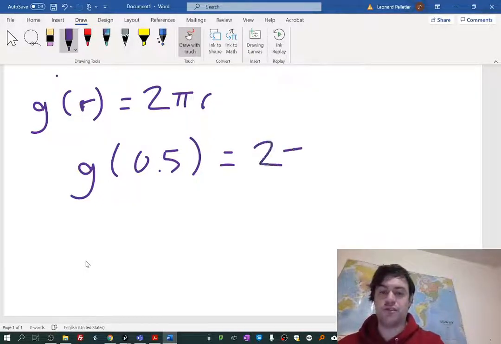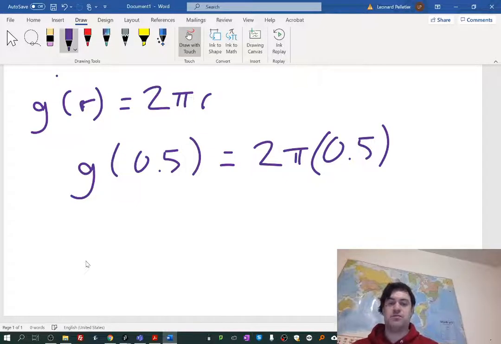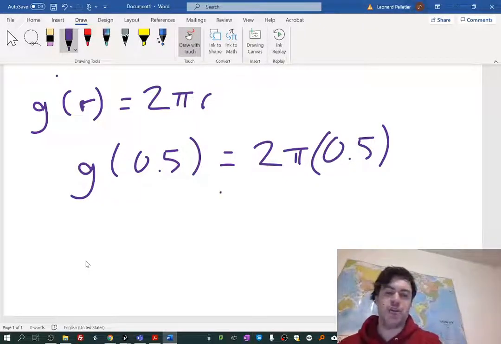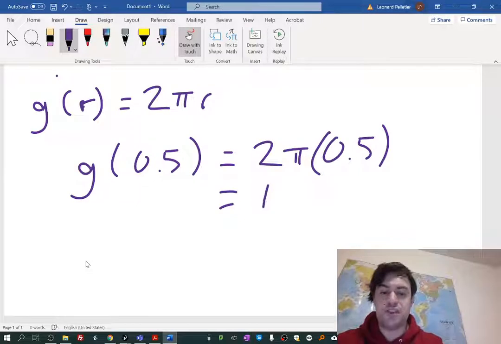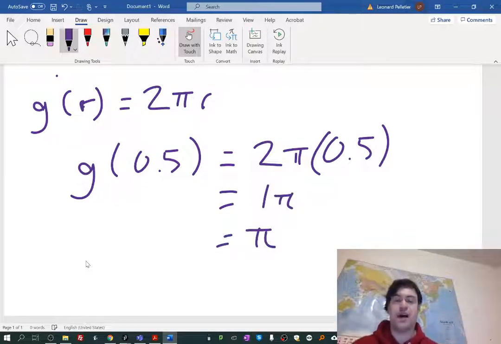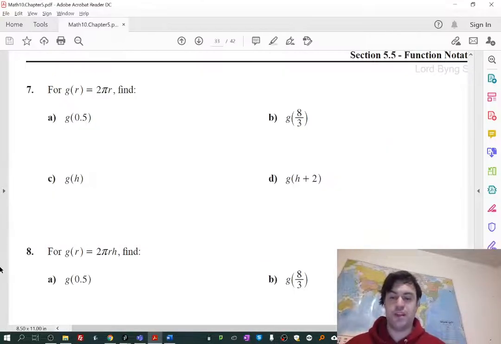So it equals 2 times pi times 0.5. So then I would just multiply 2 and 0.5 together. I can't really multiply pi with anything, but 2 times 0.5, I'll just rearrange the multiplication. You can do multiplication in any order. That ends up being 1 pi, or just good old pi. We can just say pi. So that's the answer. So we're just substituting it in.